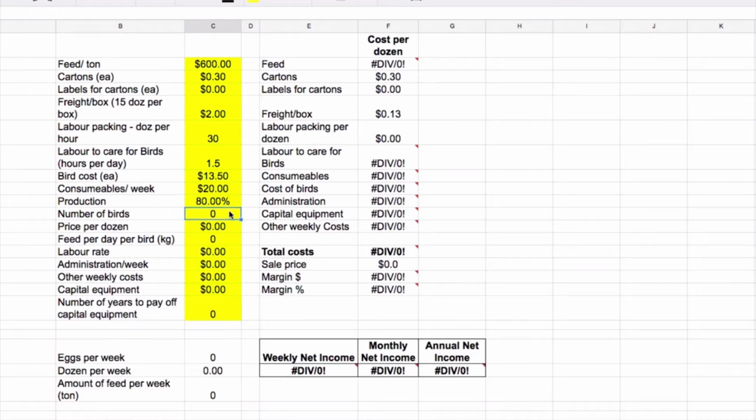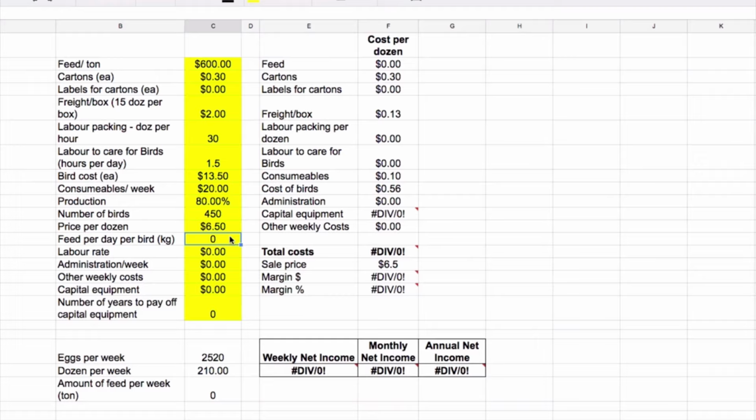Number of birds. This spreadsheet can be used for 2 birds. It could be used for 10,000 birds. I'm just going to say we've got 450 hens. Price per dozen. So this is how much you sell your eggs for. You want at least $6 a dozen. I'm just going to do $6.50. So that's what you're going to sell your eggs for.